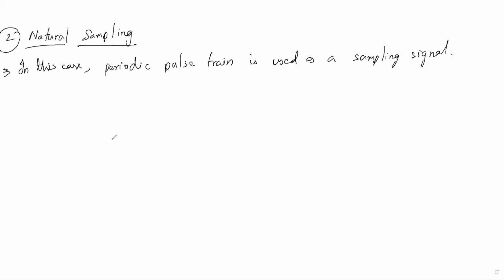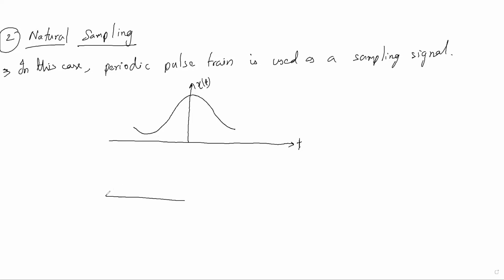So how will the plot be? Let me give the graphical representation. Suppose a signal like this, x of t. This is the signal. And earlier we used an impulse train signal, but here we will use a periodic pulse train signal. What is called a periodic pulse train signal? Let me draw this periodic pulse train signal.